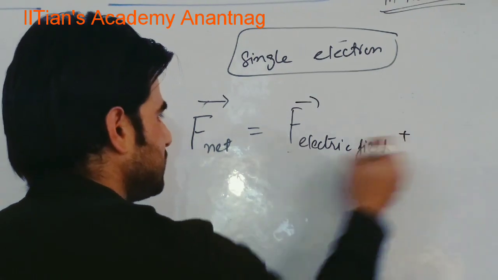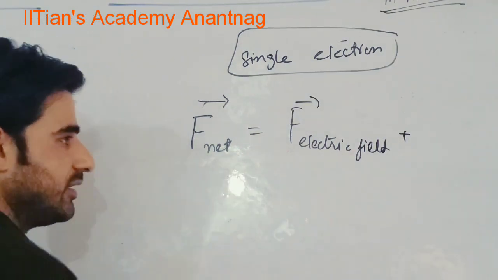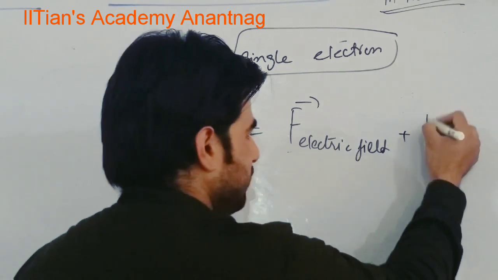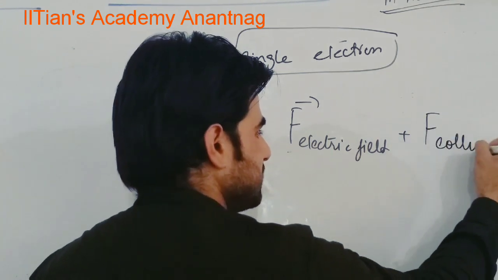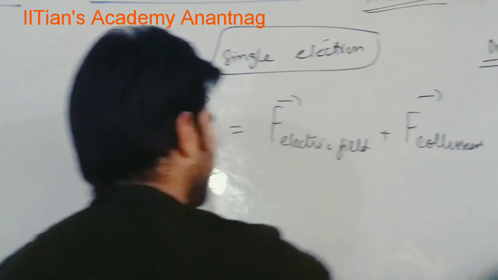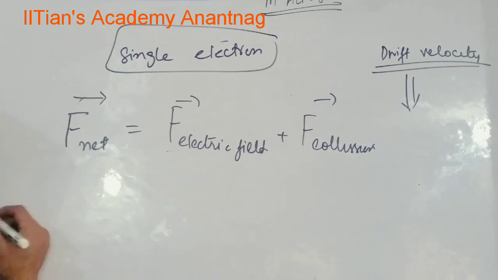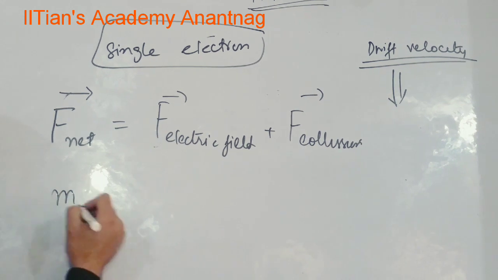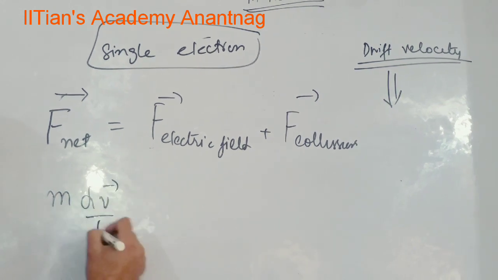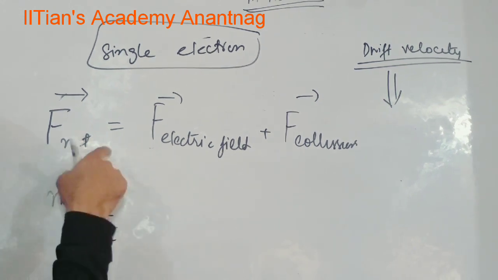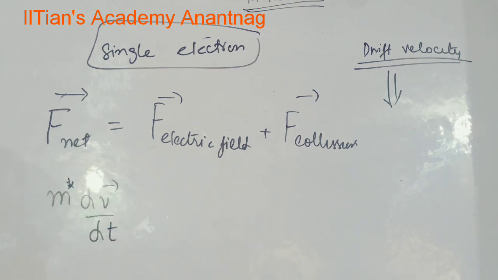In my class notes also, I have written this thing, not the earlier one. And plus force due to collisions, when the electron suffers collision with an ion. Now, net force according to Newton's law can be given by m dv by dt. Now, I will be writing m star. That is why I told I like this method. Things will be more clear.